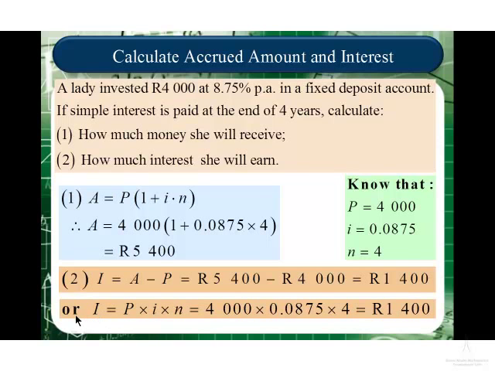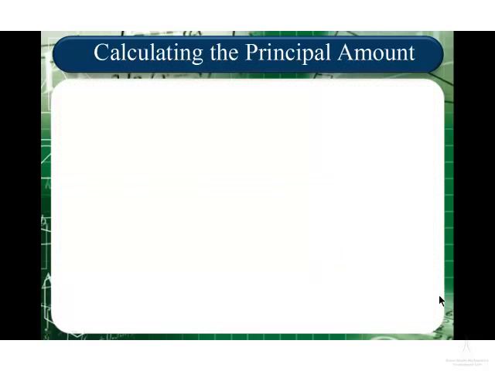Or alternatively, one can just take the formula that we've seen before, the alternate way of doing this. Capital I is equal to the product of P, small i and n. In other words, we take 4,000, multiply with 0.0875 times the 4 interest periods, and you should get exactly the same value, 1,400 rand, as the total amount of simple interest that was earned over the 4-year period.